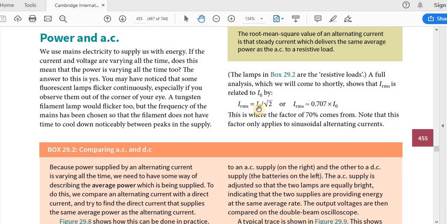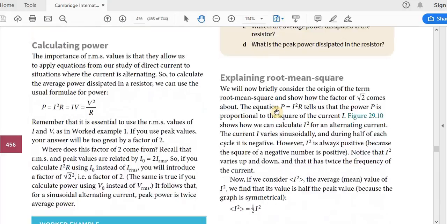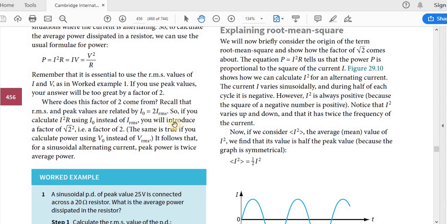I r.m.s equals I naught over square root of 2. Where does the factor of 2 come from? Recall that r.m.s and peak values are related by I naught equals square root 2 times I r.m.s. So if you calculate I squared R using I naught squared instead of I r.m.s, you will introduce a factor of 2.